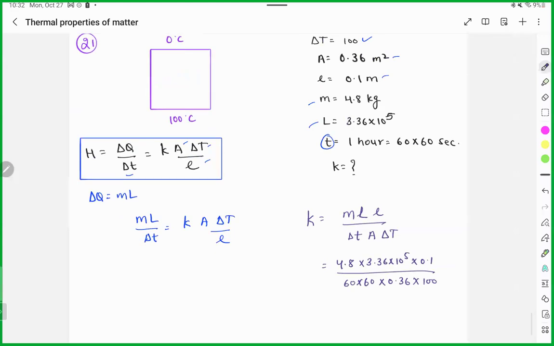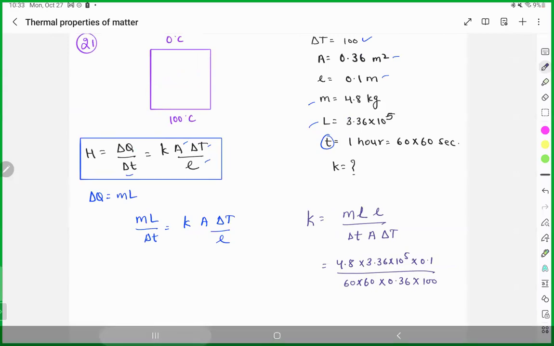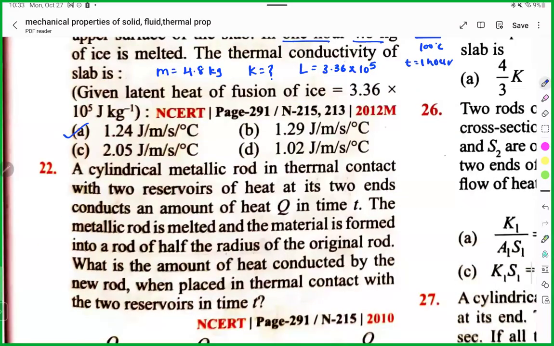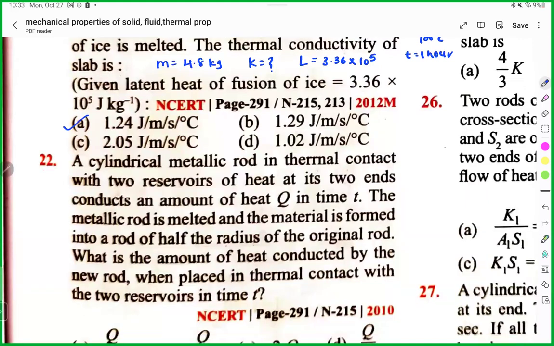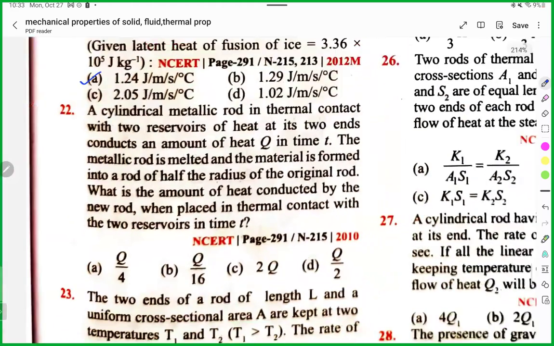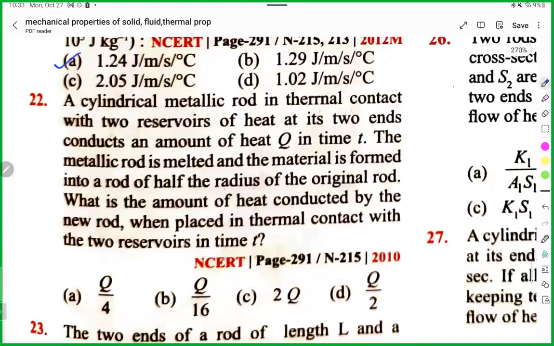Was it a direct question, formula based? Got it? Yes or no? Yes. Slender rod, thermal contact. Yes. Pratigya, am I audible? Yes, sir. Yes.